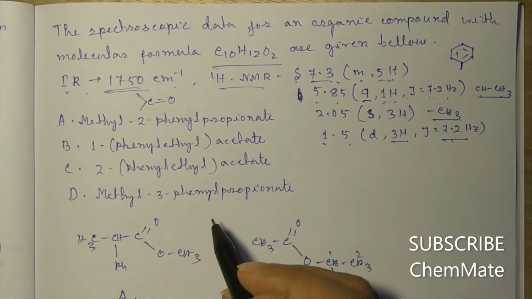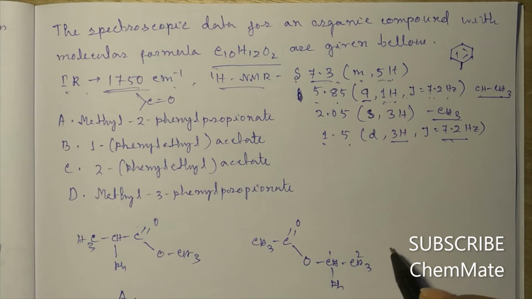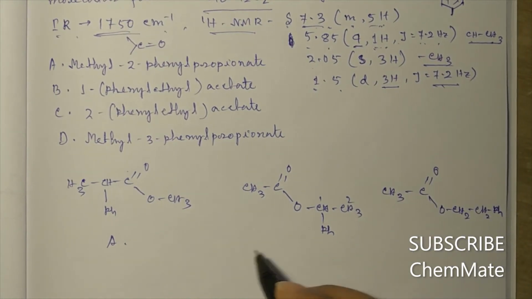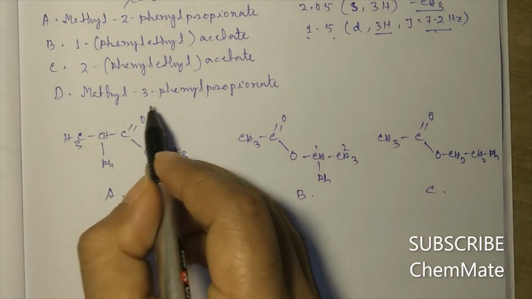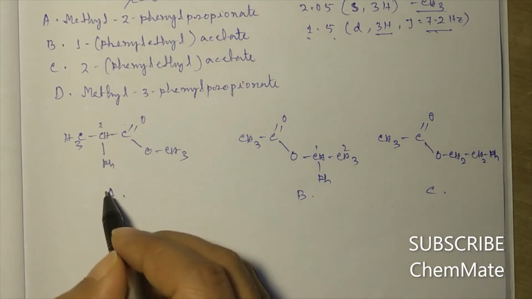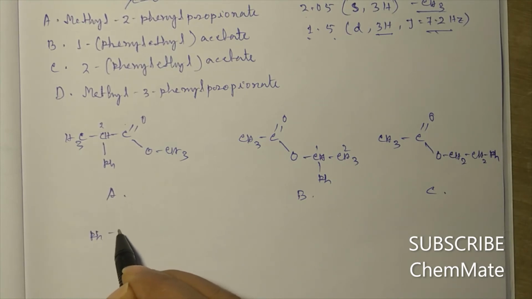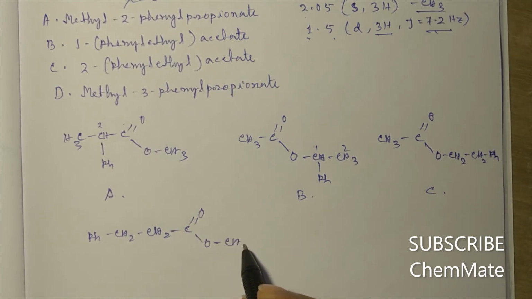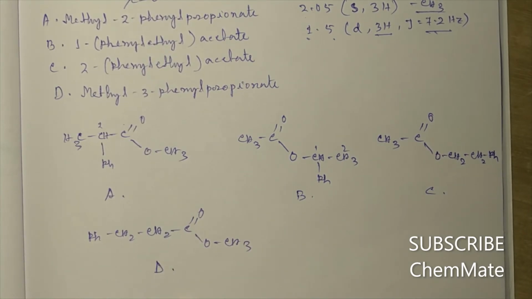Now 2-phenyl ethyl acetate. 2-phenyl means phenyl will be here. So CH3, C double bond O, O, CH2, CH2, Ph. And this is A, this is B, C, and the D, methyl 3-phenyl propionate. 3-phenyl means Ph, CH2, CH2, C double bond O, OCH3. This is D. So now what will be the answer?